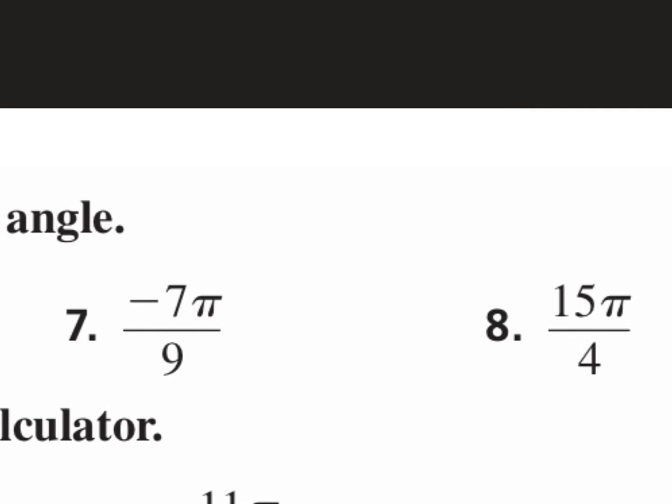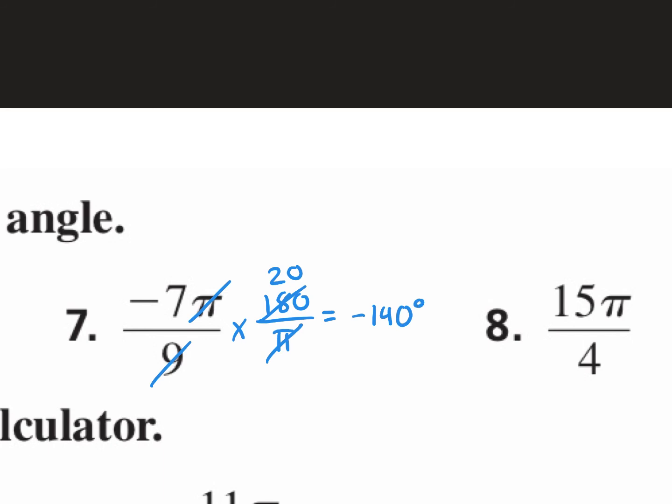What do we do if it gives it to us in radians? Convert it to degrees. What do we have to multiply to this to change it to degrees? 180 over pi. Perfect. The pi on top cancels out with the pi on the bottom, and we can divide 9 into 180 20 times. So we're left with negative 7 times 20, which is negative 140.